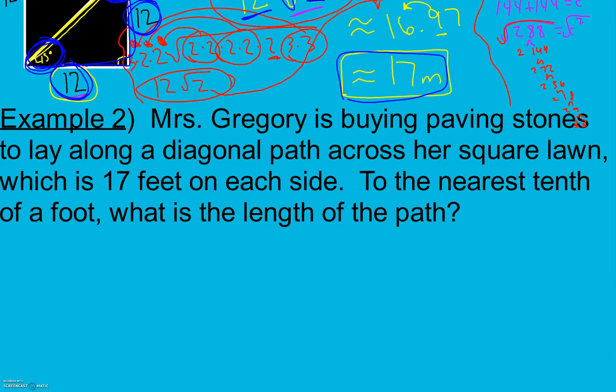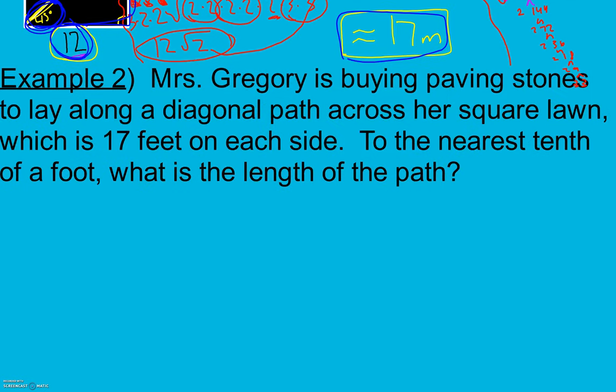In example 2, Mrs. Gregory is buying paving stones to lay along a diagonal path across her square lawn, which is 17 feet on each side. So again, we have a square here. Pretend that's a square. Each of these is 17.